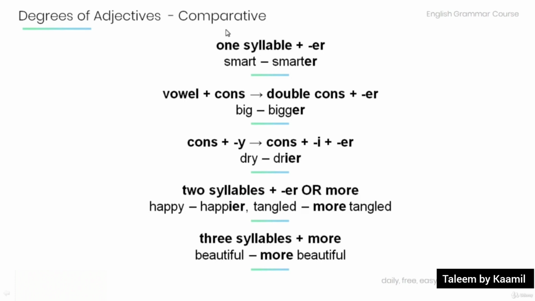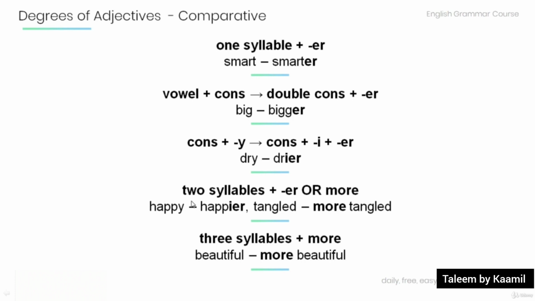Now, when an adjective ends with one syllable, we simply add er to form the comparative. For example, smart, smarter. And when an adjective ends with a vowel plus a consonant, we double the consonant and then add er. For example, big, bigger. And when an adjective ends with a consonant plus a y, we keep the consonant, then change y to i, and then add er. For example, dry, drier.